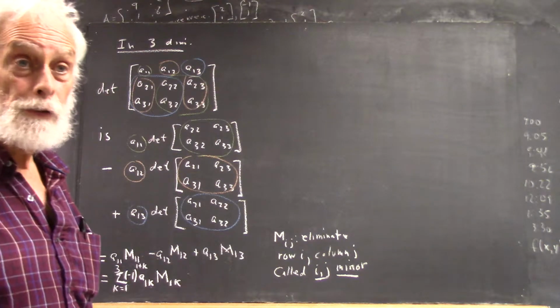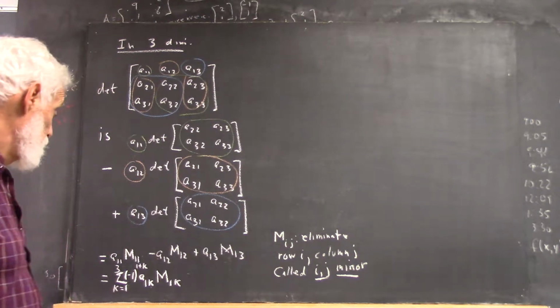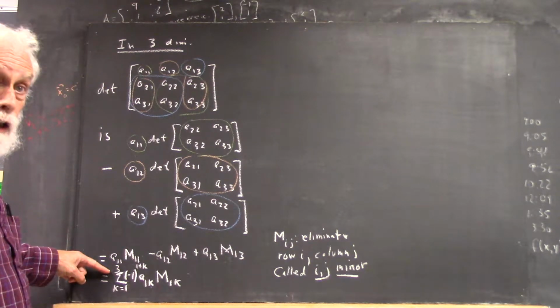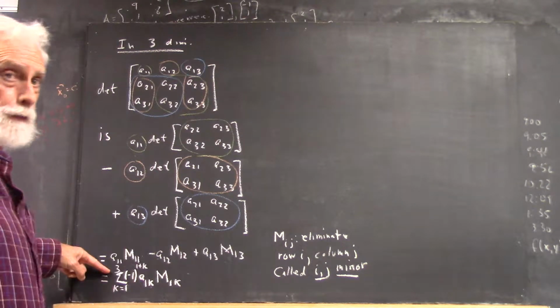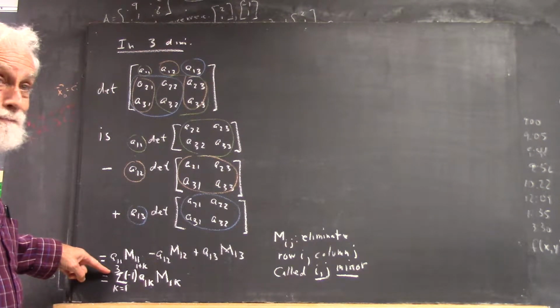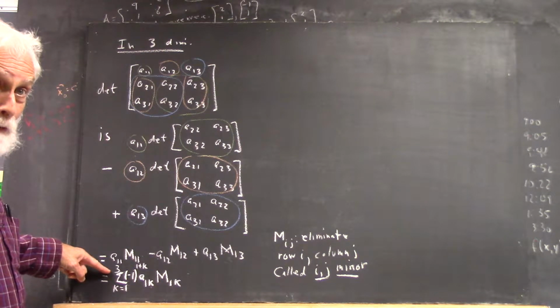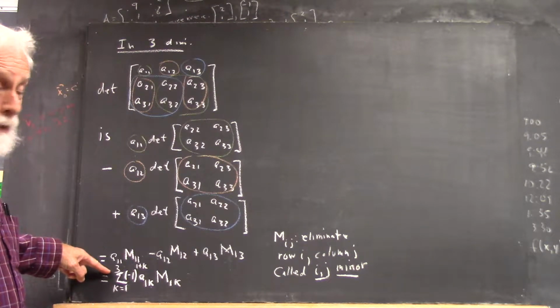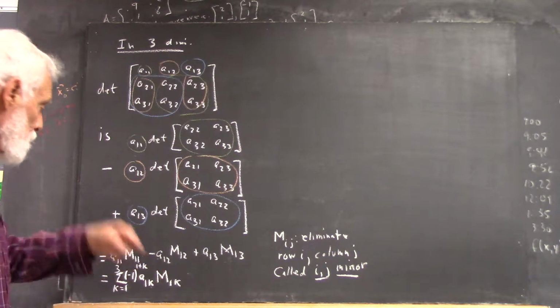Now, the neat thing about this is, if I replace 3 by n, I have the formula for any matrix. Okay? That makes sense? It gets even better than that, but let's stick with this for a minute.